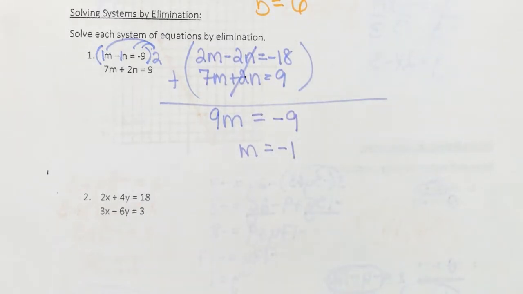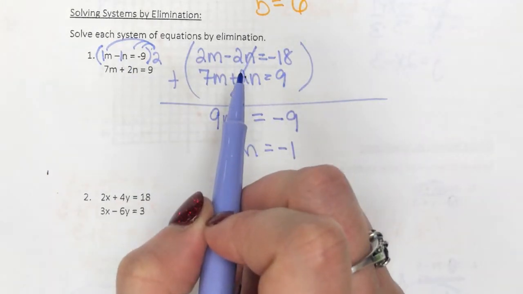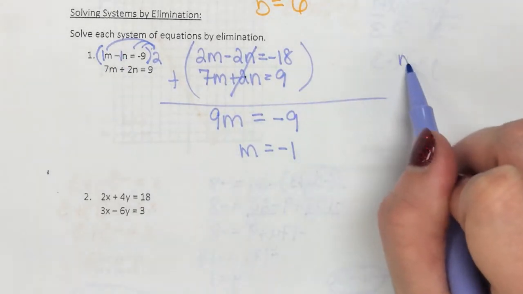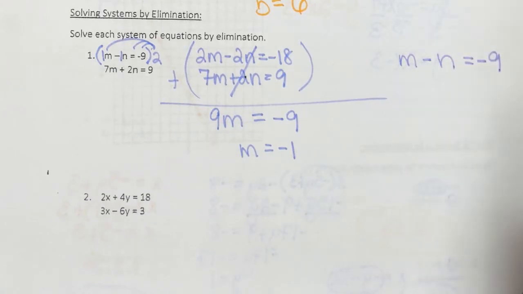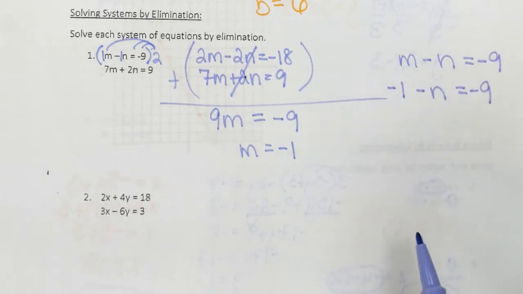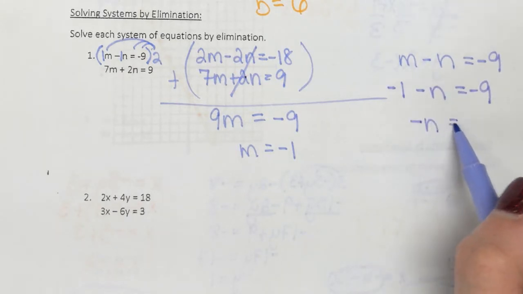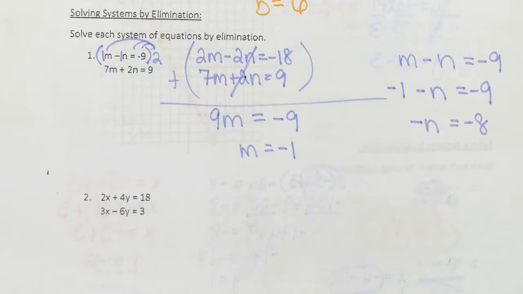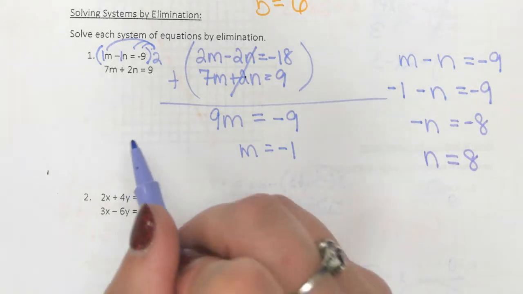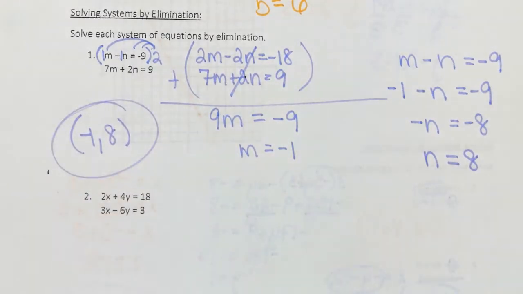Whoa. So you got 3 different equations to look at. You got your first 2, and you got the one where you multiplied. Which one do you want to use? It doesn't matter. The very first one? All right, so we've got m minus n equals negative 9. So you have negative 1 minus n equals negative 9. Add that 1 over. Negative n equals negative 8. Divide by that negative 1, you get positive 8. So what's your ordered pair? Negative 1, 8. How'd you know that? Alphabetical order. Perfect.